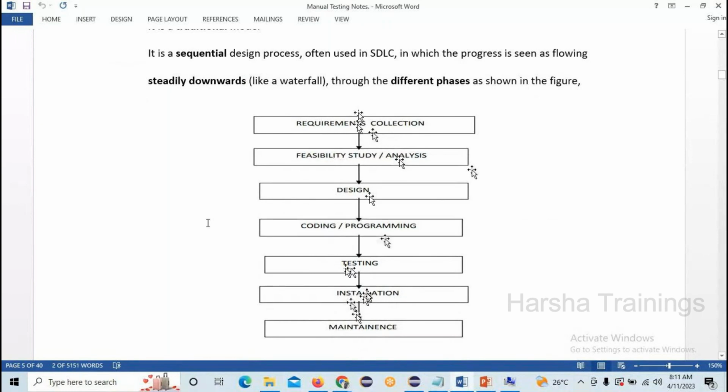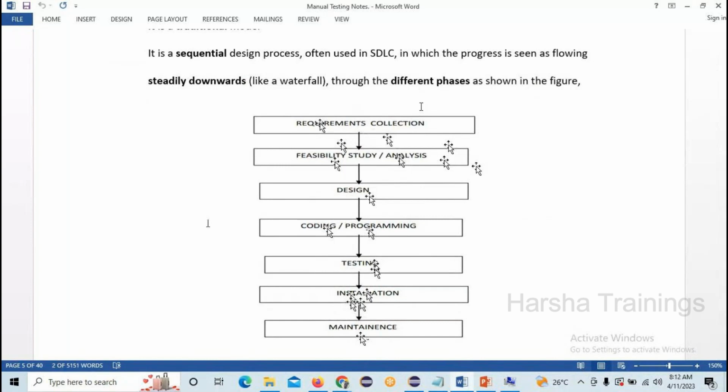But what he is telling is that the waterfall model progresses steadily downwards. Once the requirement collection is completed, only then will it go to the analysis. Once the analysis is completed, only then will the design be started. Once the design is completed, only then do we do the coding. Once the coding is completed, only then will it be the testing. One advantage of the waterfall model is that before going to the next step, we should complete the previous step completely. That is a very good analysis for it.